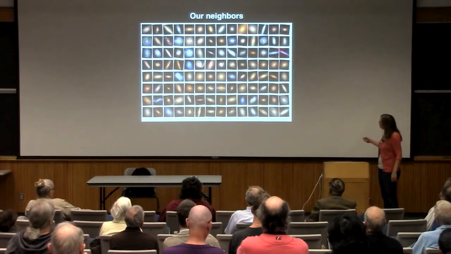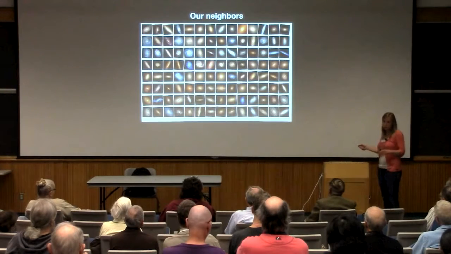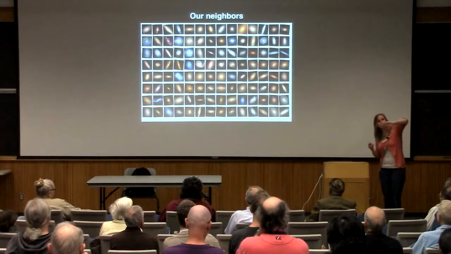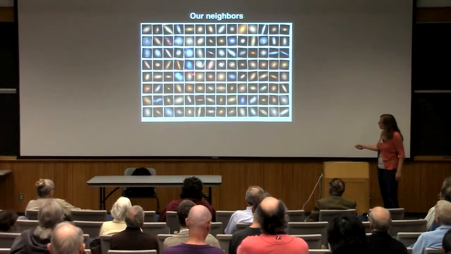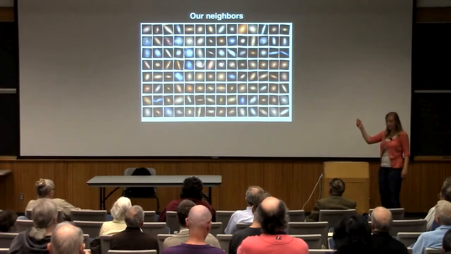So here you see an edge-on spiral. Here you see more a face-on spiral. How they look obviously depends on which orientation you see them. And then there's lots of elliptical galaxies over here. This laser pointer is great.